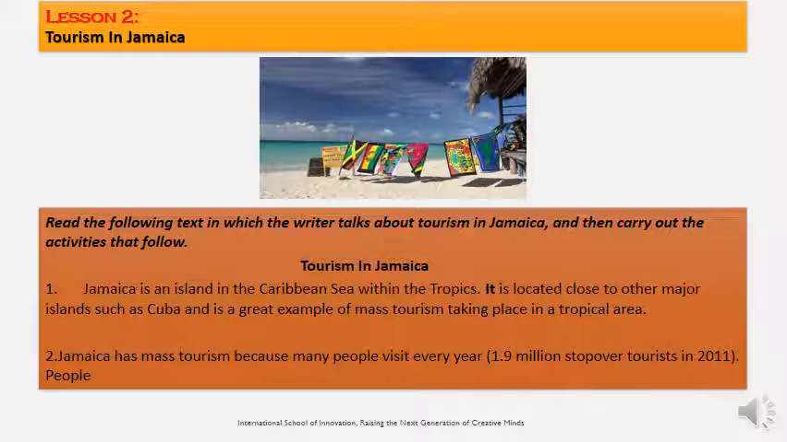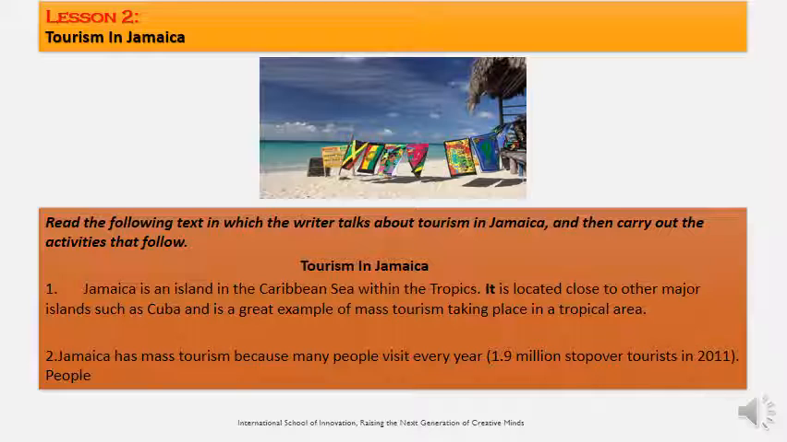Now we move to our lesson. As you can see in the picture here, we have a beach. This shows that Jamaica is a beach country, okay? So people travel to Jamaica to enjoy staying at the beach. So read the following text in which the writer talks about tourism in Jamaica and then carry out the activities that follow. Let's start. First of all, they mentioned the location of the city.